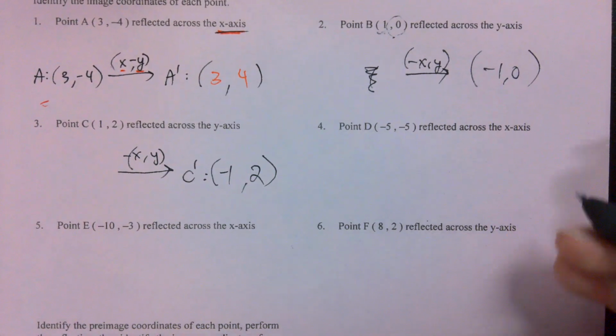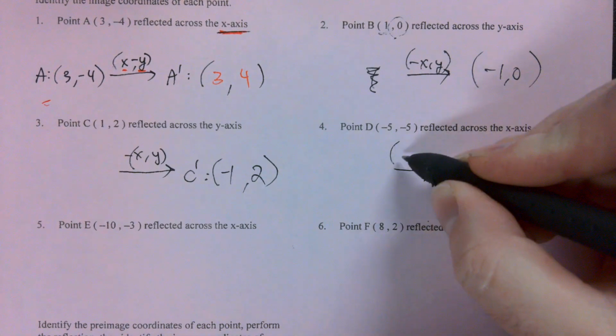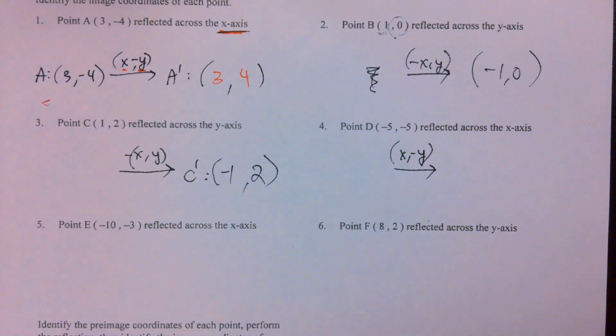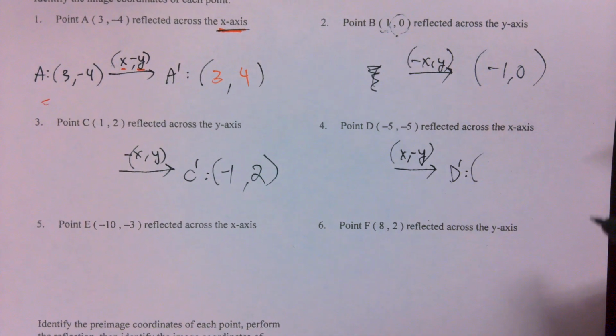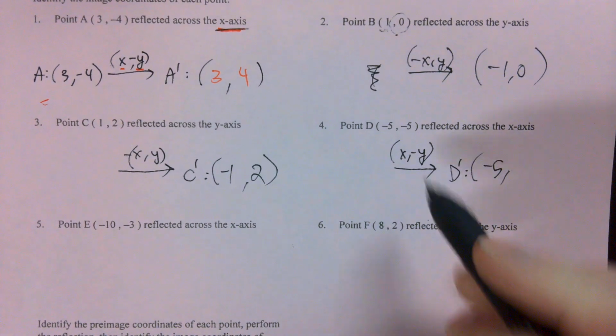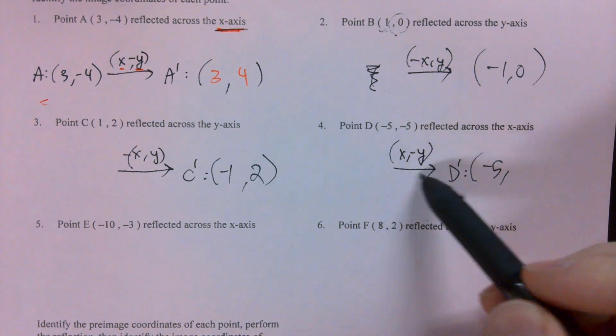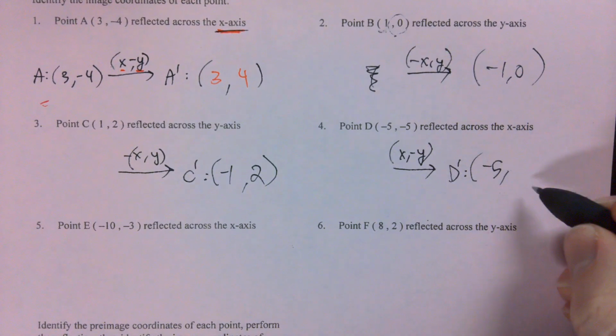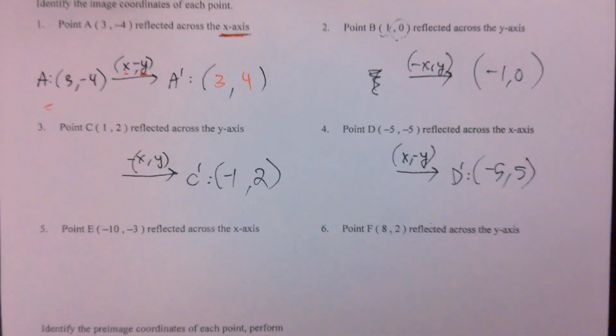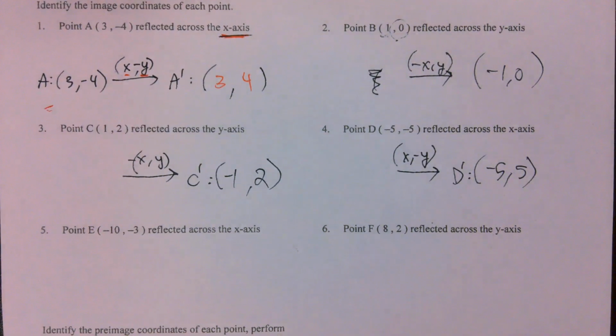Point D, this one we're reflecting across the x-axis, so we're going to go x comma negative y. So I know for D prime, I'm going to leave my x coordinate the same, but my y coordinate's already a negative 5. So am I going to write negative 5 again? Nope, I'm going to write positive 5.